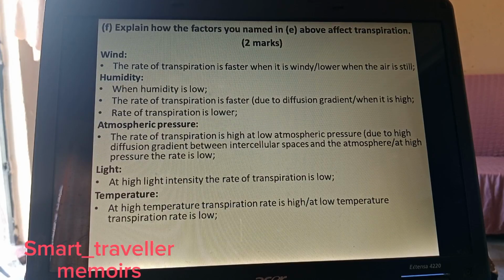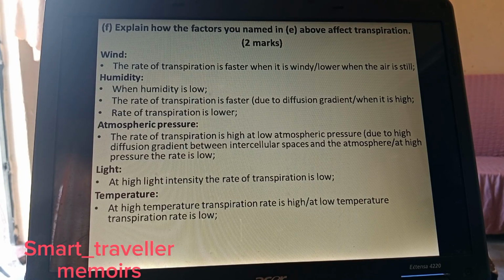Explain how the factors you have named in E above affect transpiration. For wind, the rate of transpiration is faster when it is windy, lower when the air is still. Humidity: when humidity is low, the rate of transpiration is faster due to diffusion. When it is high, the rate of transpiration is lower.